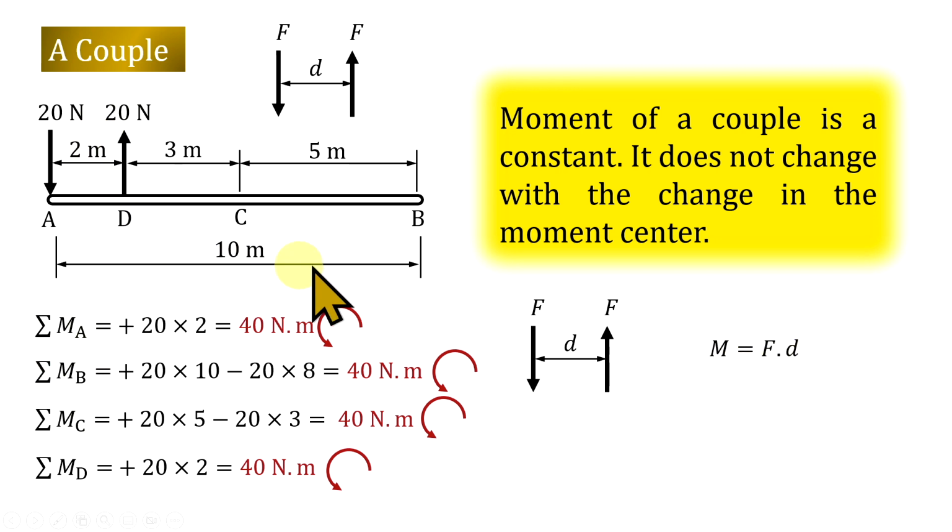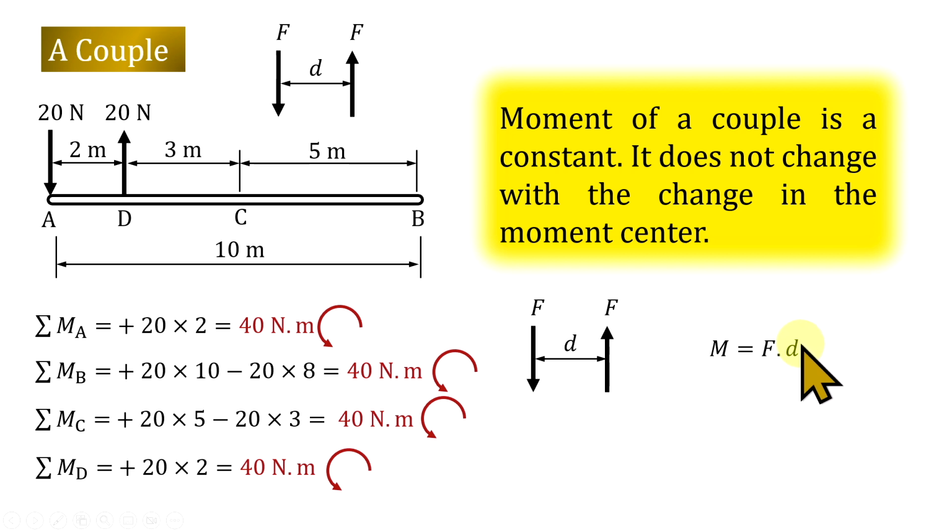Now watch here. Moment of a couple about different points remains the same. Moment of a couple means moment of the two forces forming the couple. So what is moment of these two forces about this corner of the screen? So same again, 40 Newton meter anti-clockwise. So we need not know moment center. So we need not mention the moment center when it is moment of a couple. And how to find magnitude? Force into the distance between the two parallel forces.